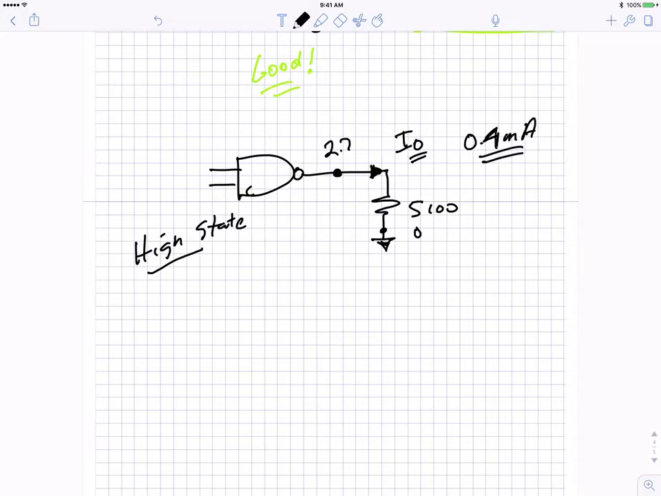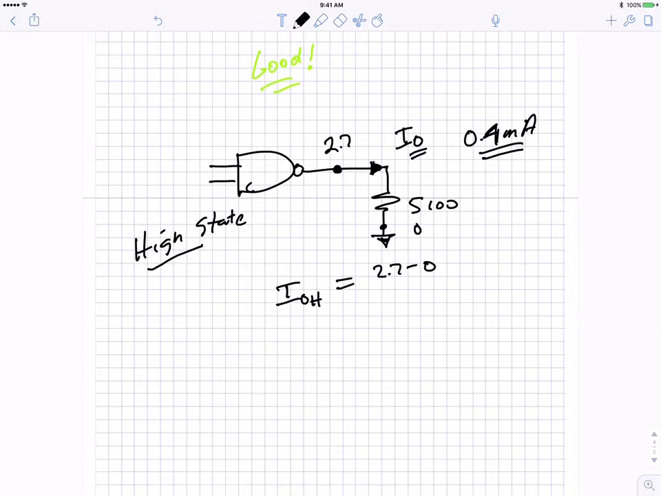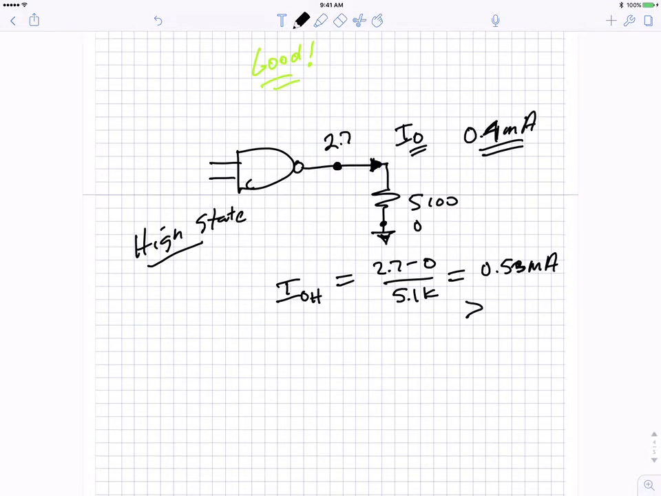Okay, so how much is this sourcing? I can take a look at that. That's a simple calculation. Oh, it's really an H. So the high state output current in this case is 2.7 minus 0 volts divided by 5.1K. When you do that calculation, you get 0.53 milliamps, okay, which is bigger than 0.4 milliamps.